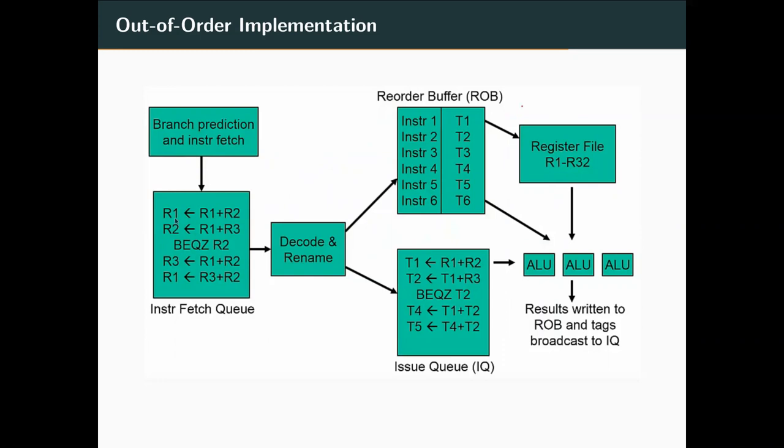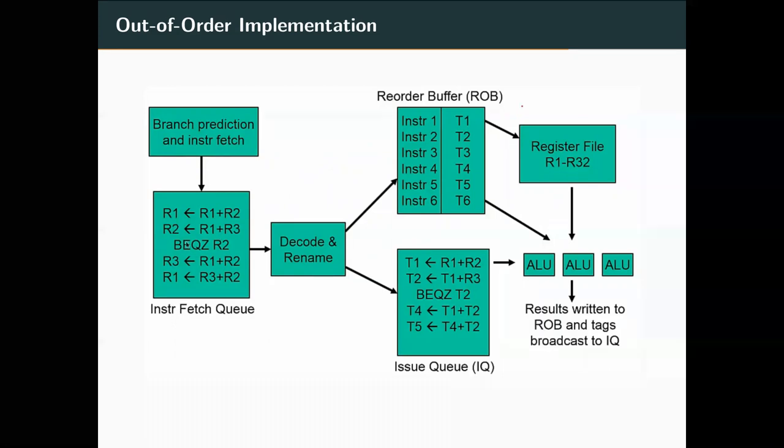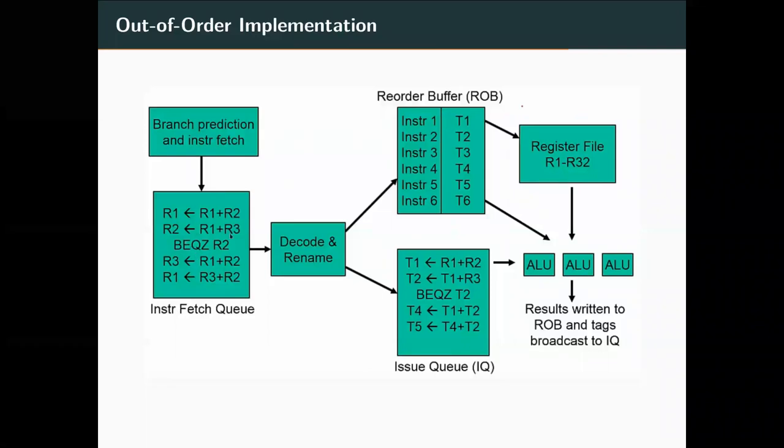So we have an add where we go R1 plus R2 into R1, R1 plus R3 into R2. Then we have a branch equal to 0 on R2. And then, because we have good branch prediction, we are most likely going to be executing, after the branch, these 2 instructions where we add R1 plus R2, we put that into R3, and then this one down here, R3 plus R2 into R1.